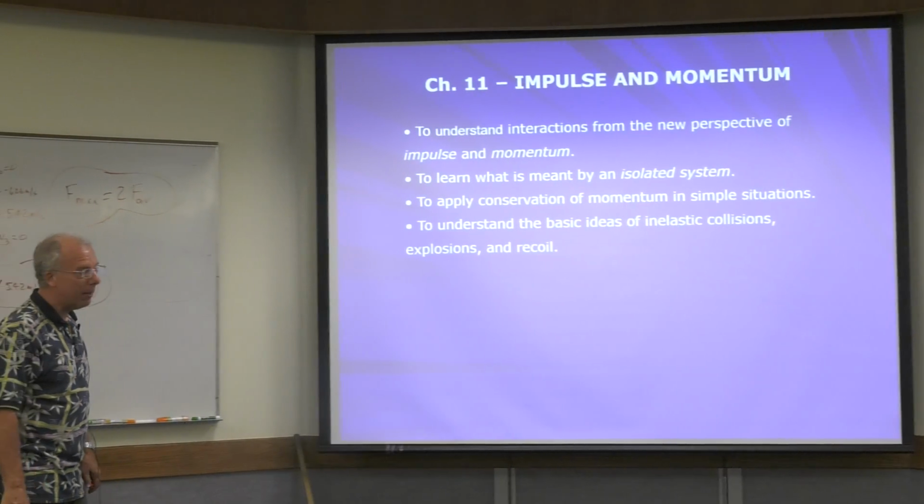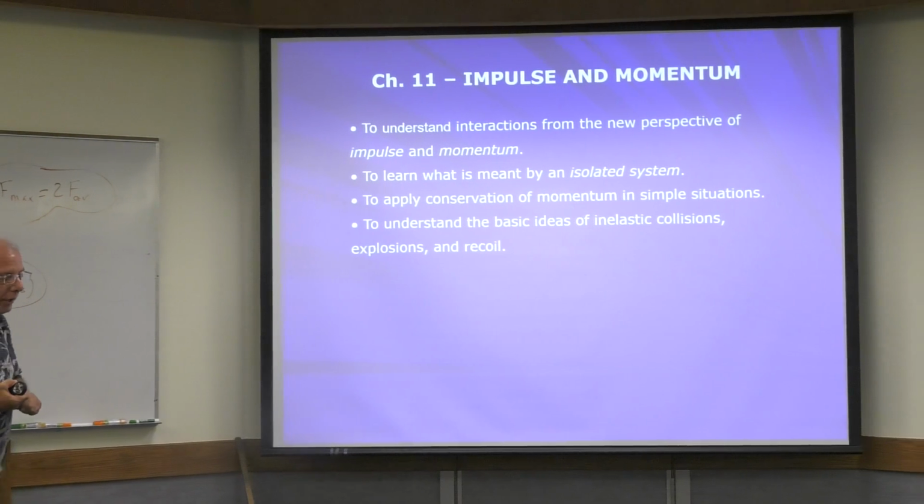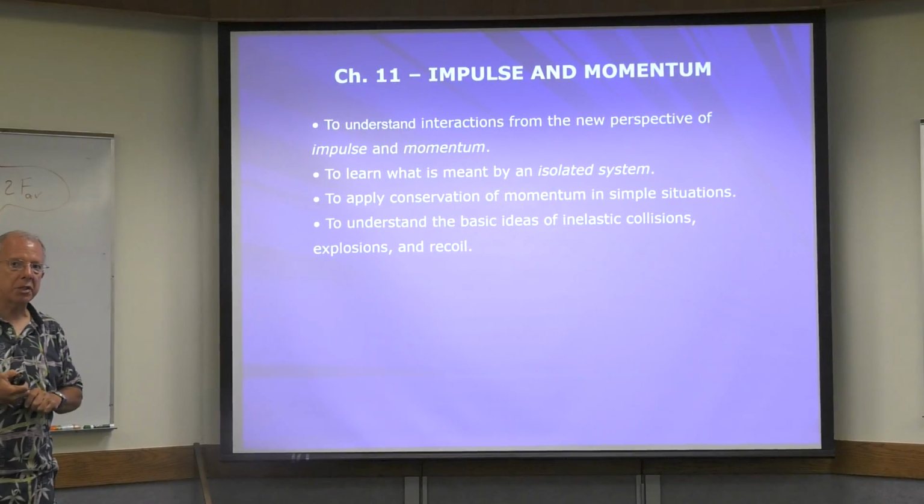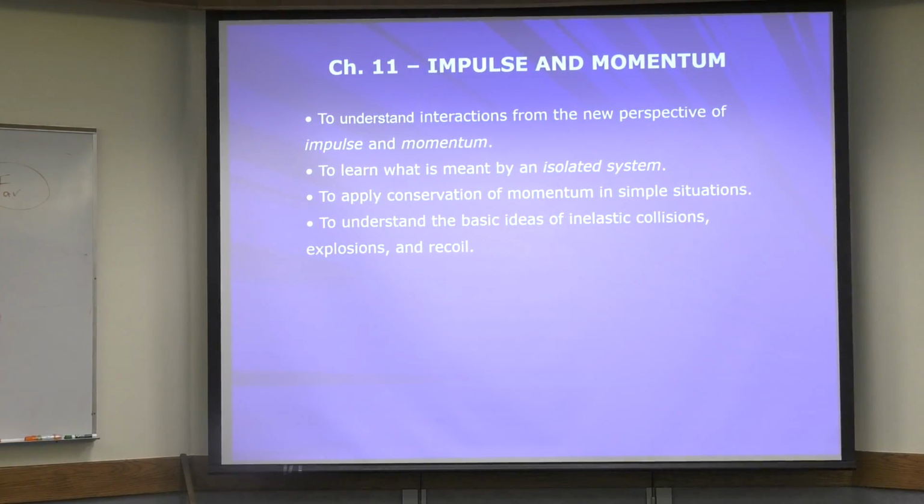Okay, so let's just summarize. Chapter 11, impulse and momentum. We were forced into using impulse because we have forces that are not constant, so we can't use kinematic equations. So we learned about interactions from the new perspective of impulse and momentum.